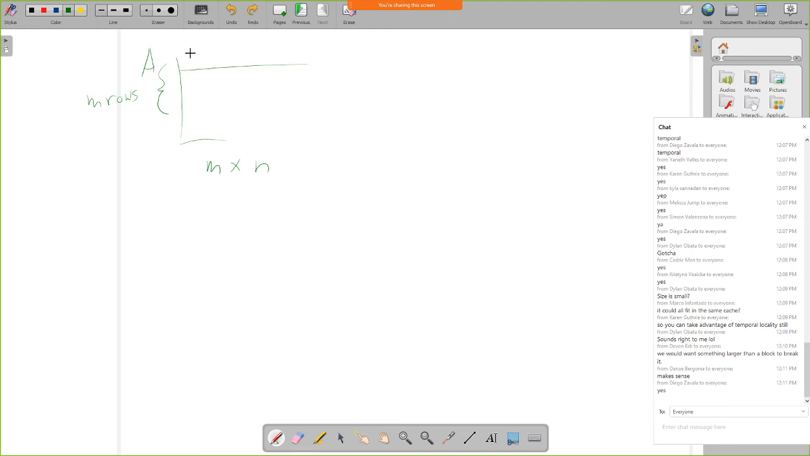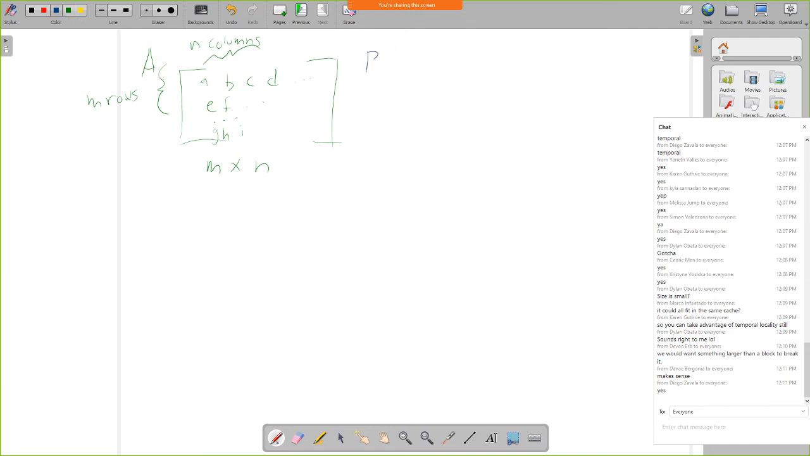I can't fit this. I need to write smaller. There we go. Okay. So that's just filled with whatever values, A, B, C, D, dot, dot, dot, E, F, dot, dot, dot, and then we just fill it in, right, until it's filled with whatever values.